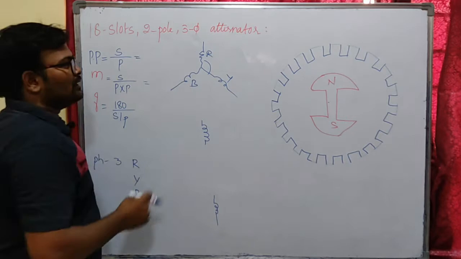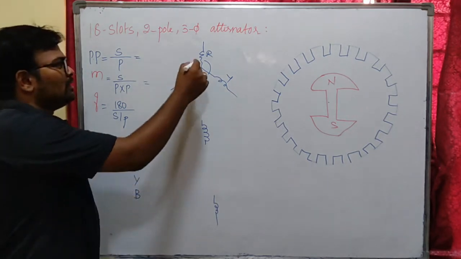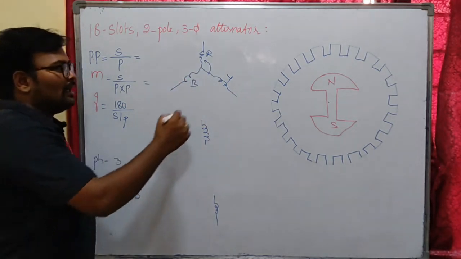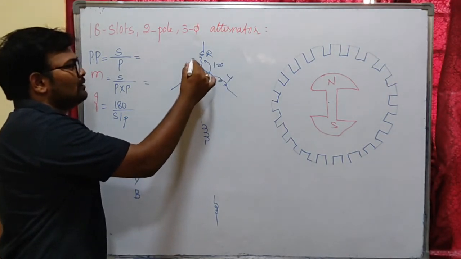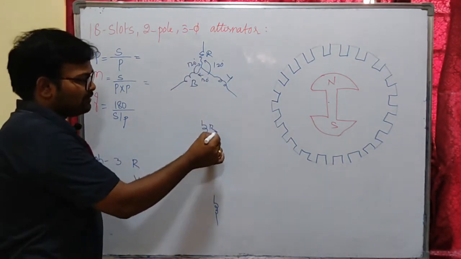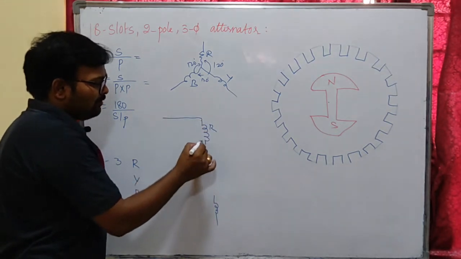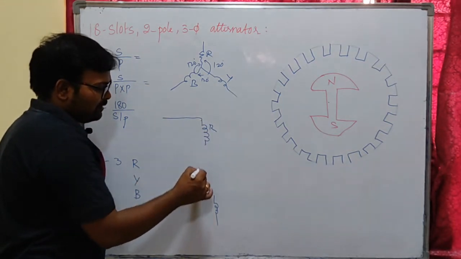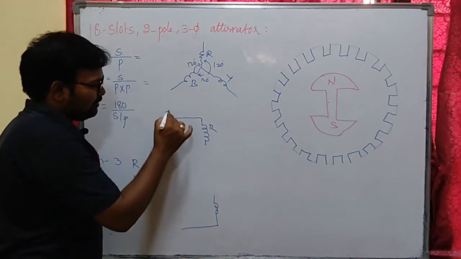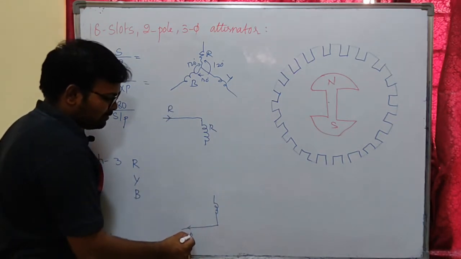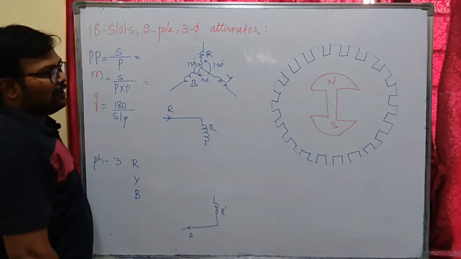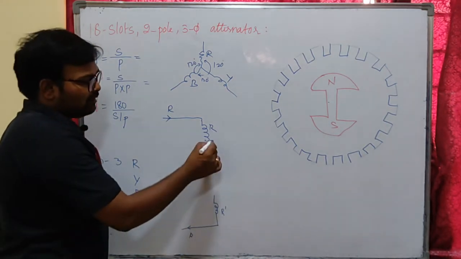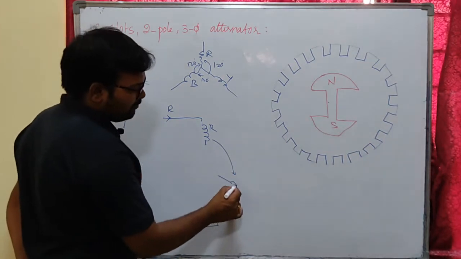This is the stator winding of the alternator. There will be 3 windings, R phase, Y phase and B phase, and these 3 are displaced by 120 degrees in space. If this is my R phase supply and I wind on the machine, this is my return for R phase. This is R, this is R dash. If this is R phase, my Y phase will be placed 120 degrees away from R phase.